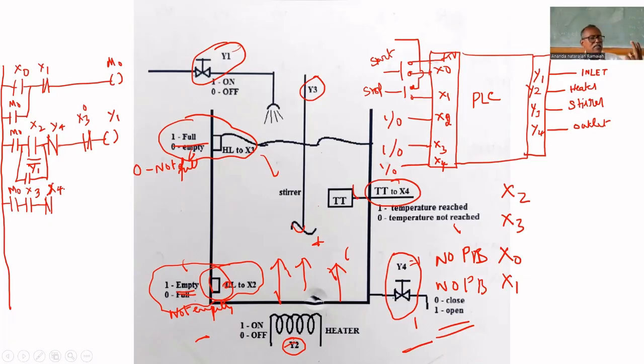M0 is 1. X3 is 1. X4 bar also 1. Can I turn on the heater? Yes, we can turn on the heater. But if the temperature is reached, automatically it will be turned off. So here the heater is at Y2. One more output is there. That is Y3, that is the stirrer. Both will be turned on if the tank is full.